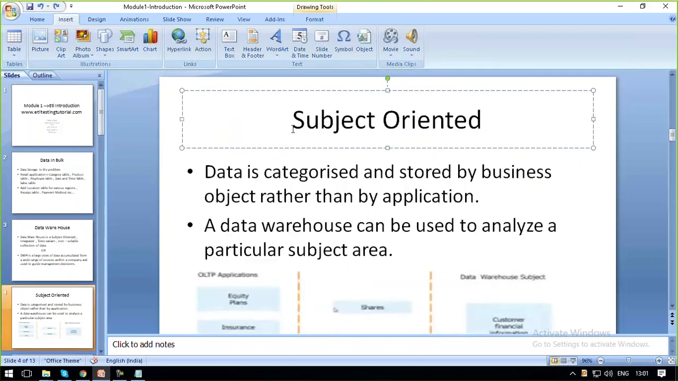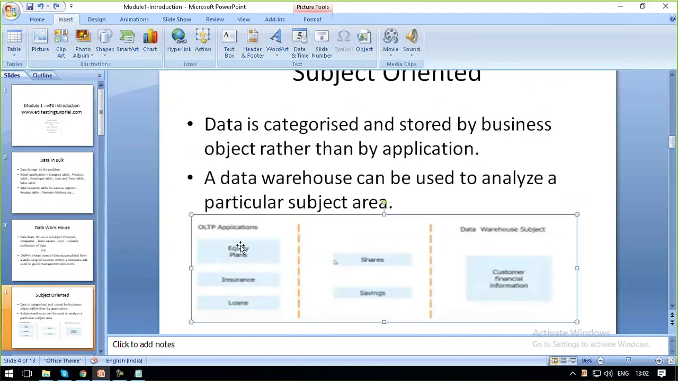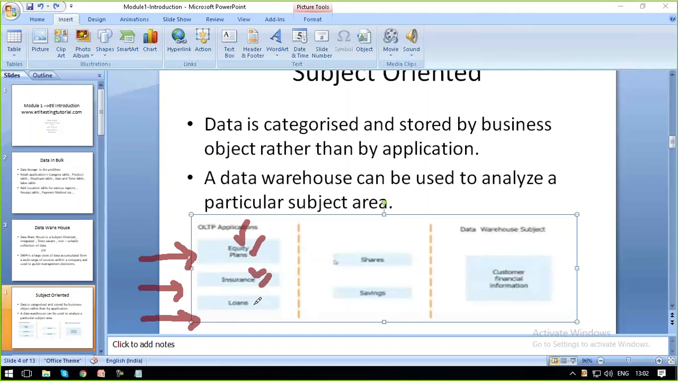So what is subject oriented? Look at this diagram. What does it mean? If we have any application, like for the same store, for different products we have different applications, different websites. So what is actually happening in all three? Let's say the first is for equity plans, the next one is for insurance plans. Let's say for a bank, HDFC Bank, that bank gives us the complete details on the equity plans, the complete details on the insurance plans and the loans that the bank provides. For all three processes, that bank has different websites or different applications.